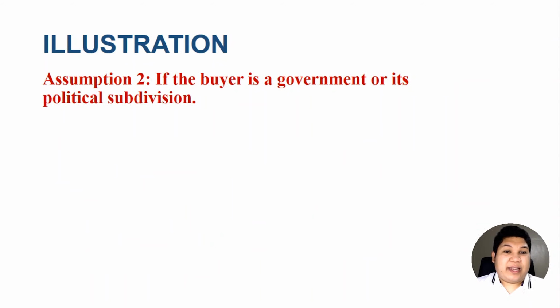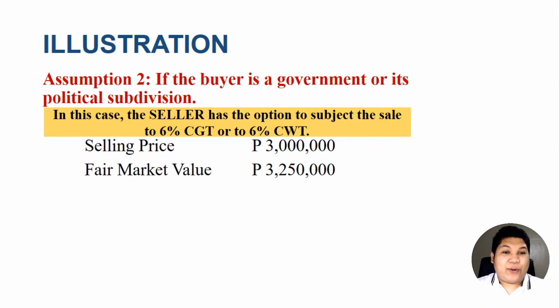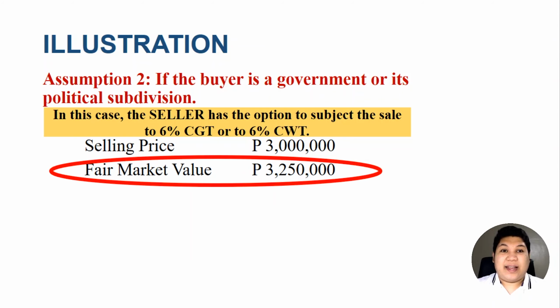So assumption 2, if the buyer is a government or its political subdivision. So let us assume that Juan sold a real property to the government or any of its political subdivisions. So Juan, in this case the seller, has the option to subject the sale to 6% capital gains tax or to 6% creditable withholding tax. So in this case, we will follow the same computation. We will compare which is higher, the selling price or the fair market value. And in this case, the current fair market value is higher than the selling price.